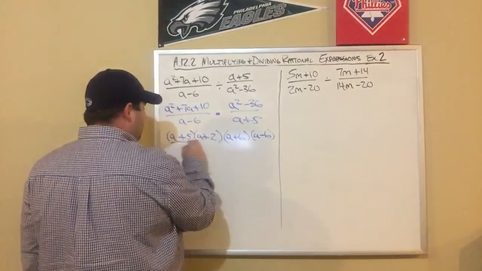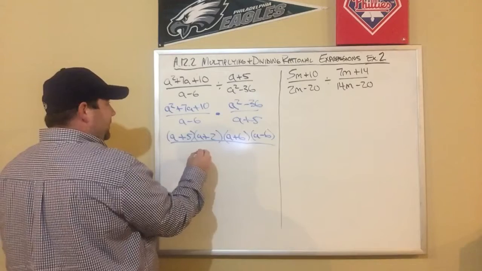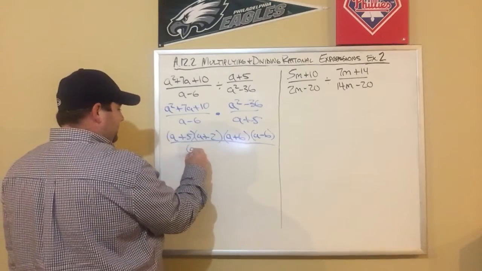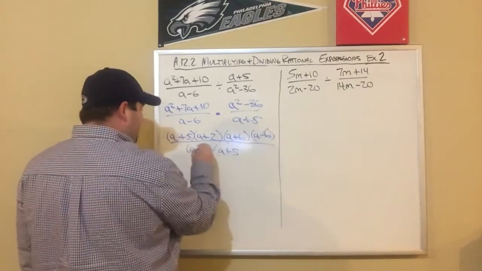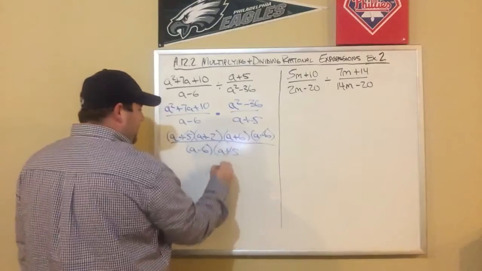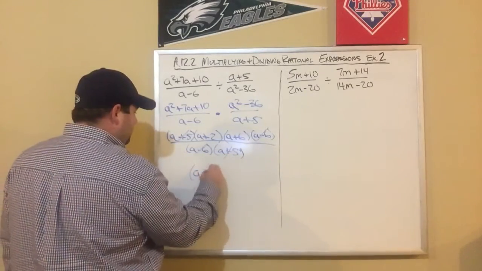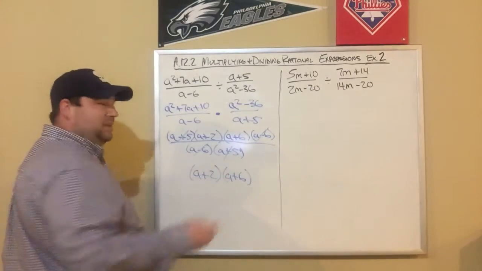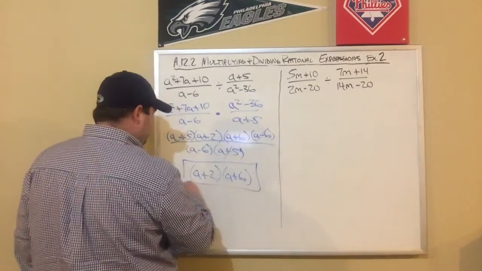So look, the top is factored into 4 different binomials. On the bottom, I've still got the a minus 6, and I've still got the a plus 5. So my a minus 6s are going to cancel, my a plus 5s are going to cancel, and I just end up with a plus 2 times a plus 6. You don't need to multiply that out. You can just leave that for your final answer.